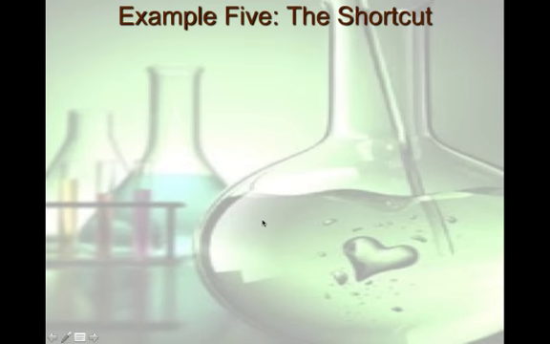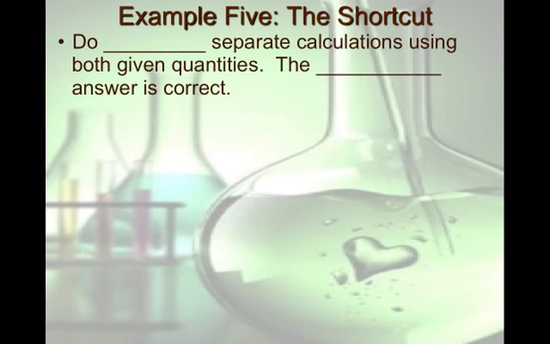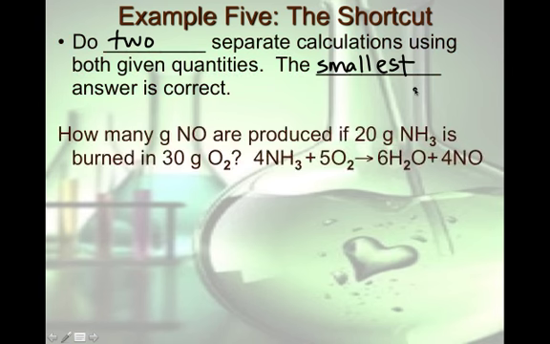Okay, so here's the easy way. The shortcut. This is like the happiest part of chemistry. There's a shortcut? Yes, there is. All right, so we're going to do 2 separate calculations using both given quantities. And for limiting reagent problems, look, the smallest one is the correct answer. Because that one, obviously, it ran out first, right?